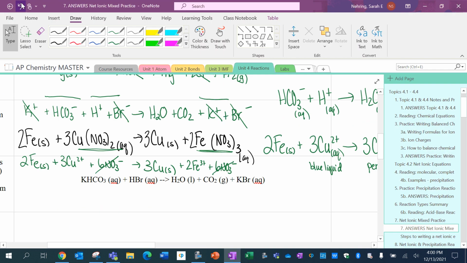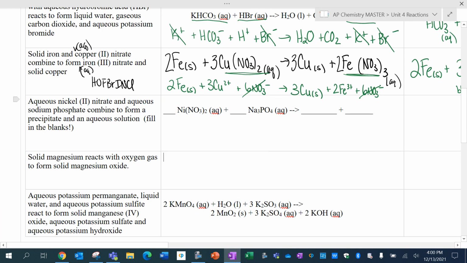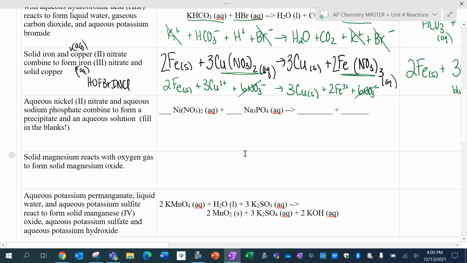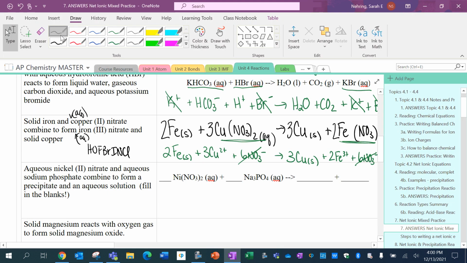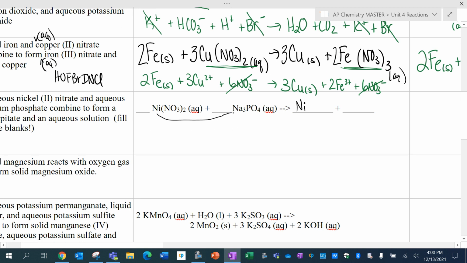Oops. So, okay. So now let's look at the next one here. This is another precipitation reaction. And as we're going through these, feel free to skip ahead to the ones you need me to talk through slowly versus ones you think you can go through quickly. What's going to happen here, it's a double displacement. So the nickel and the sodium are going to switch places. So the nickel goes with the phosphate and the sodium goes with the nitrates.